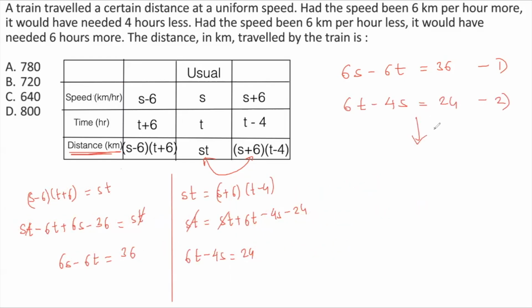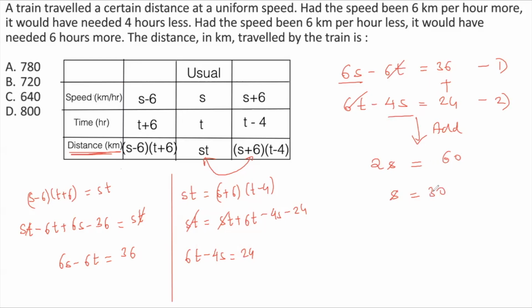And now I will simply add the first and the second equations. The 6t value will get cancelled out. 6s minus 4s will become 2s, and that will be equal to 36 plus 24. That's 60. If 2s is 60, s would be equal to 30.